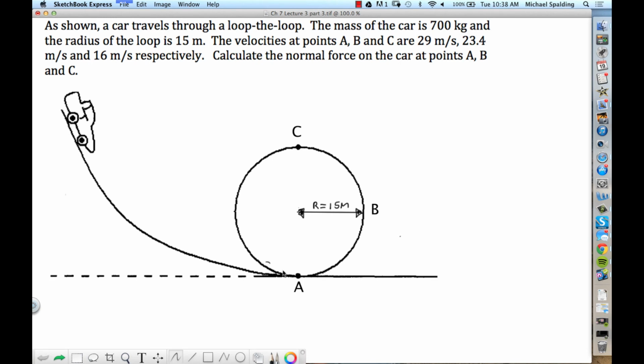Oh, and here are the answers. At point A, the normal force is 46,107. At point B, the normal force is 25,553. And then at point C, the normal force is 5,086. So you know if you did it right or not.